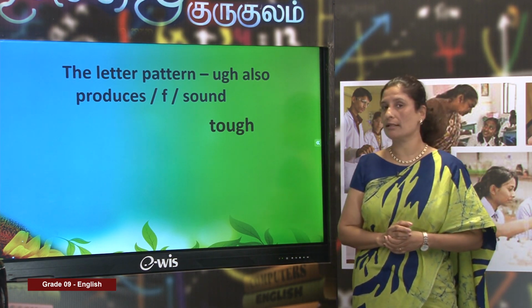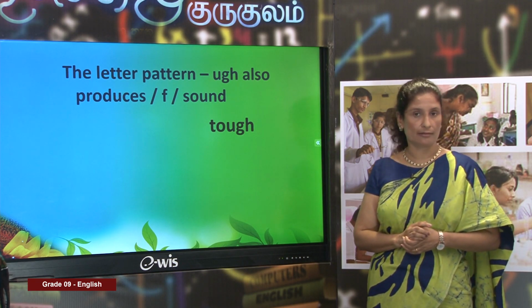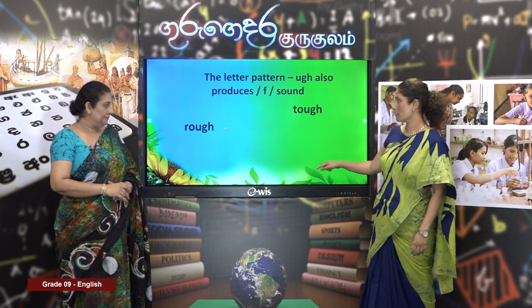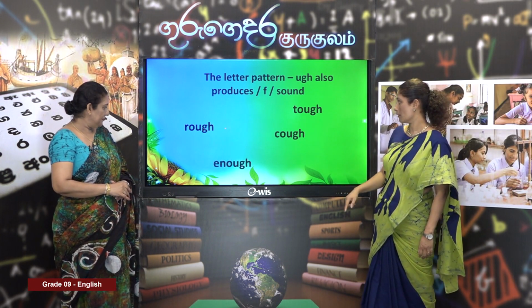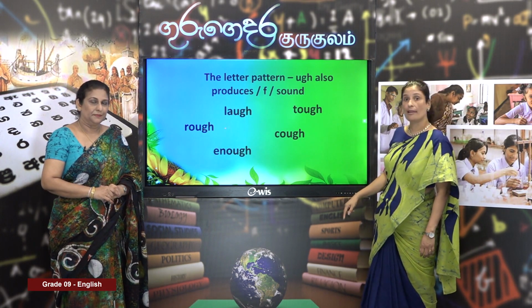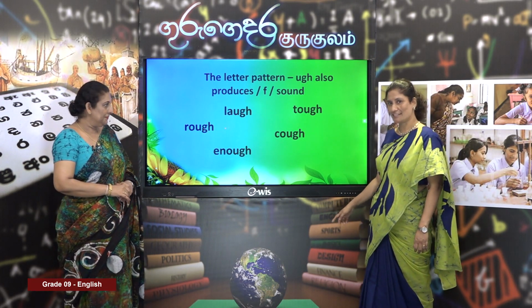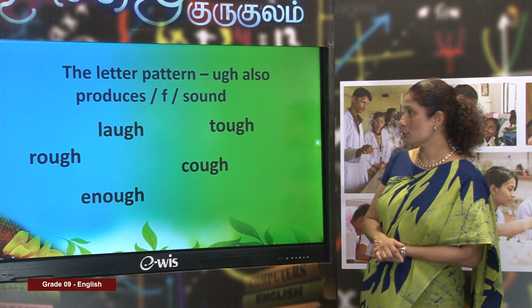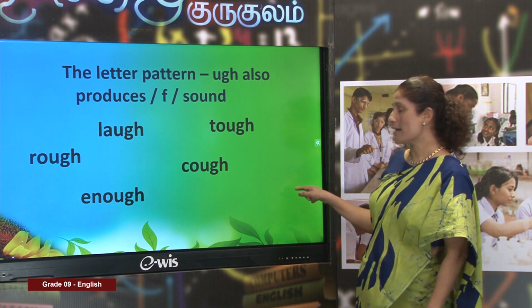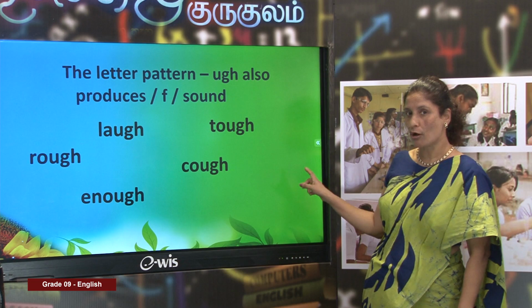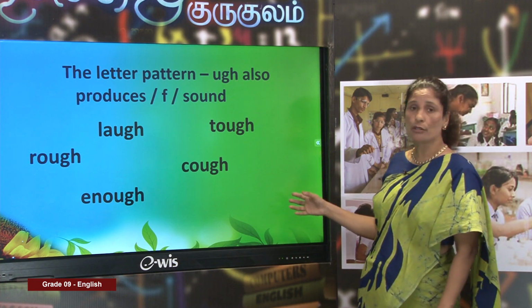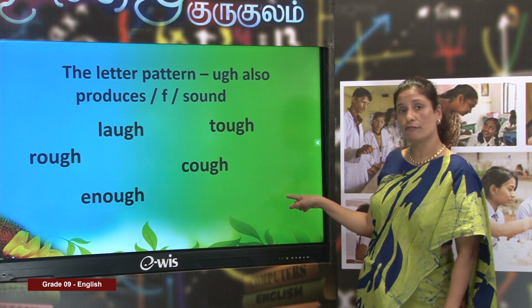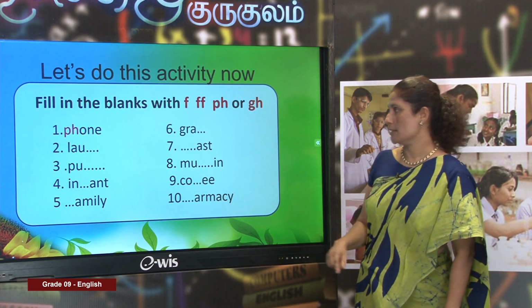UGH combination at the end of words again produces the F sound, like in tough, rough, cough, enough, laugh. You know these words, right? Now here you can see all these words have UGH at the end and it makes the sound F. Different spelling combinations produce English sounds. Not only the letter F produces the sound F, but other letter patterns. That's what we were discussing here.